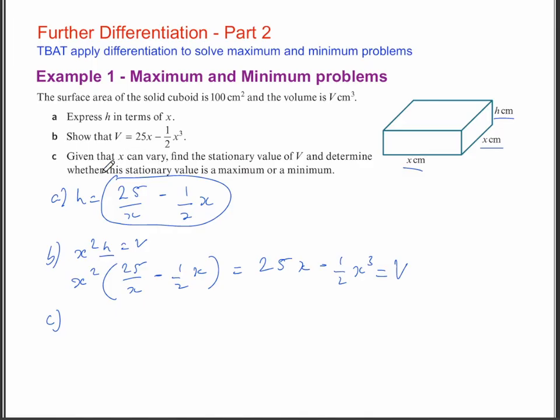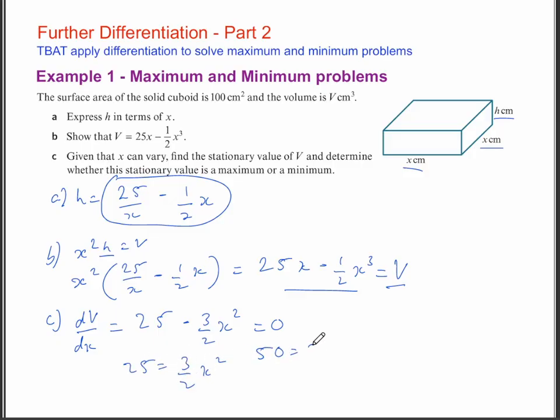Then in part C, given that x can vary, find the stationary value of v and determine whether the stationary value is a maximum or a minimum. So to find the stationary value, remember, we take the derivative of that thing that we want to find the stationary value of. So in this case, it's v with respect to x. So we basically want to find dv over dx, the derivative of v with respect to x. And that is going to be 25 minus 3 over 2 x squared. And you want to find the stationary value. That means when dv over dx is equal to 0, that means 25 is equal to 3 over 2 x squared.